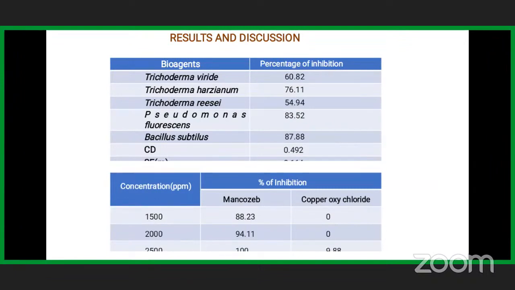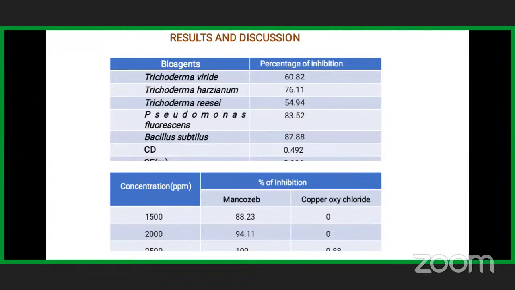Coming to the results and discussion, Trichoderma viride inhibits the mycelial growth by 60.82%. Trichoderma harzianum 76.11%. Trichoderma reesei 54.94%. Pseudomonas fluorescens 83%, and Bacillus subtilis 87%. Among these, Bacillus subtilis inhibits the mycelial growth the most.